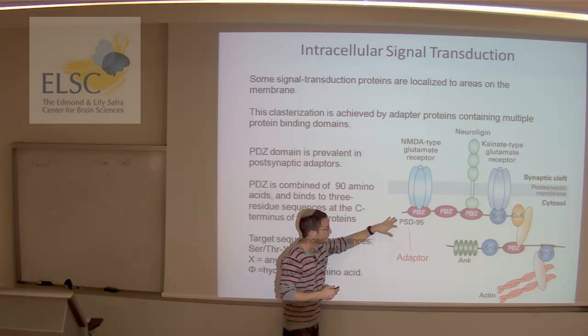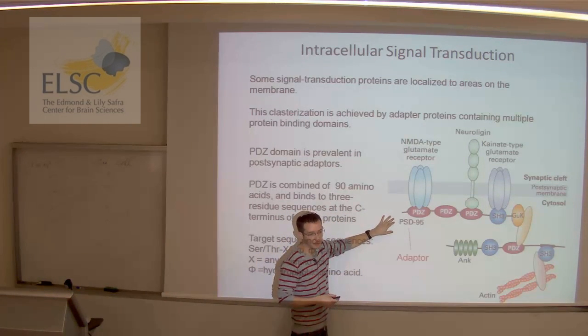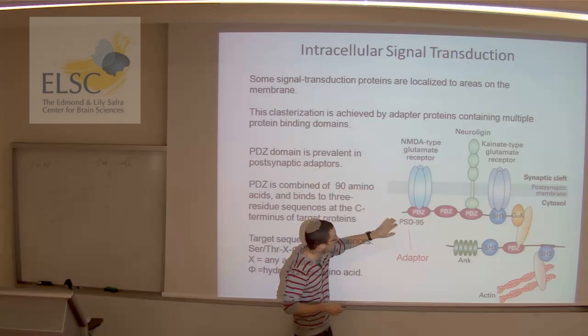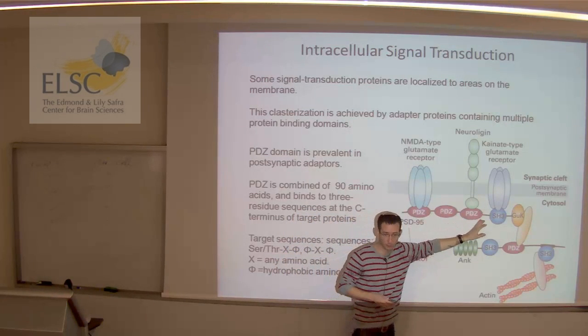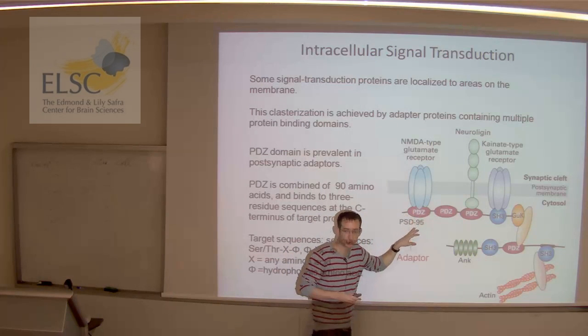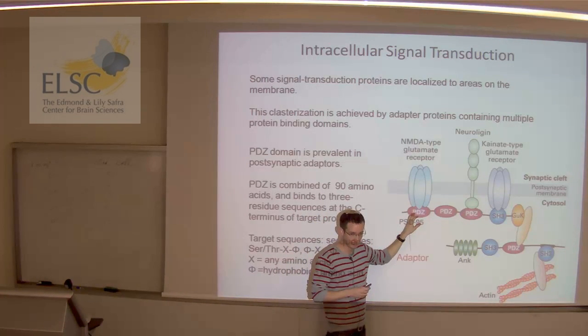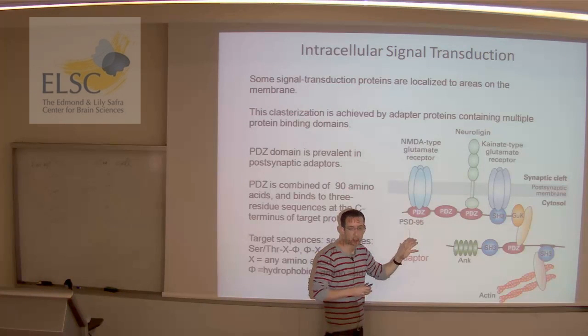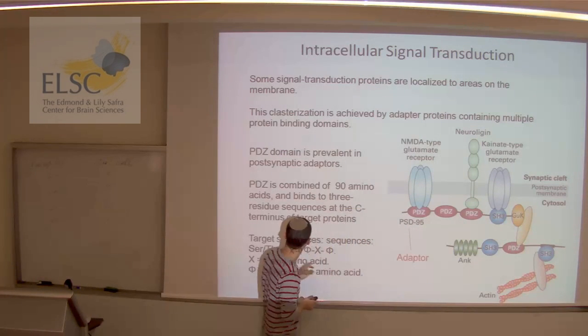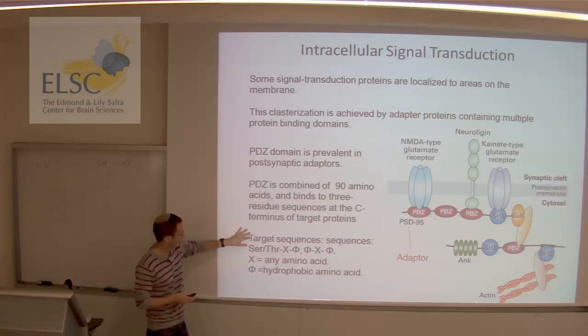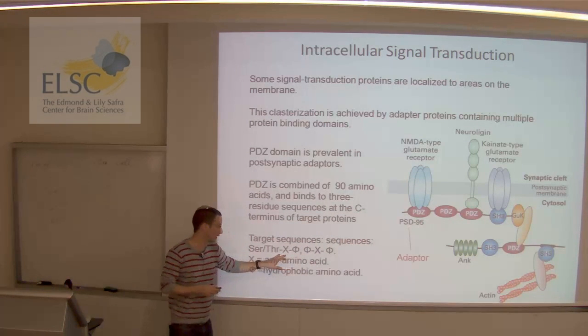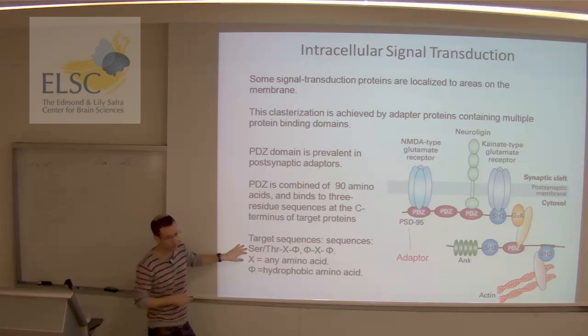And a very famous adaptor protein is PSD95. It has several domains, several motifs, and the most characterized one is the PDZ domain. It's a 90 amino acid long domain that captures 3-letter, or 3 amino acid, sequences on the target protein.